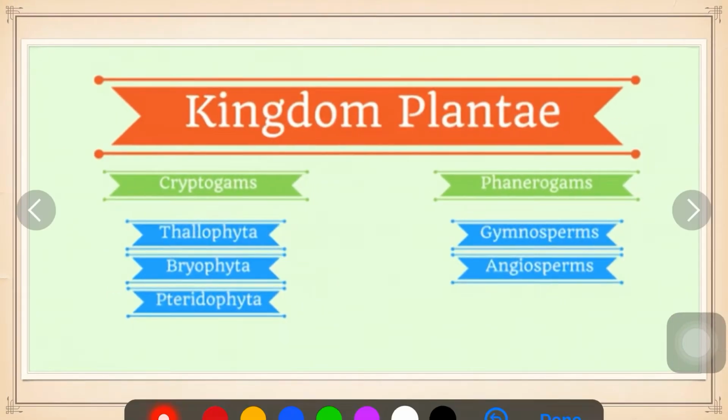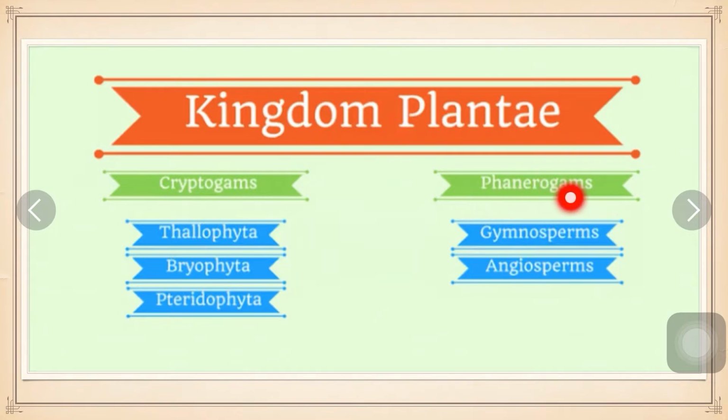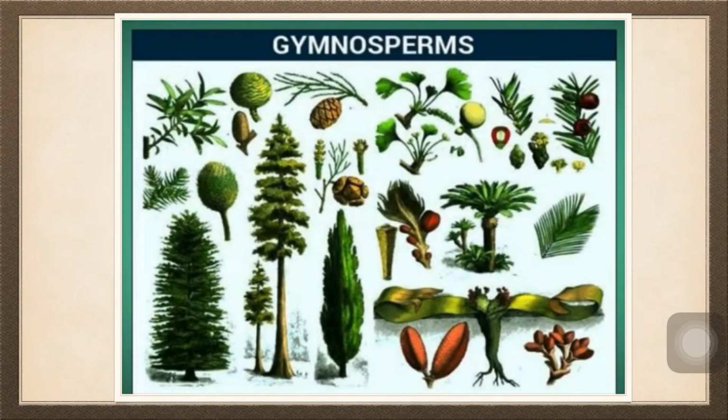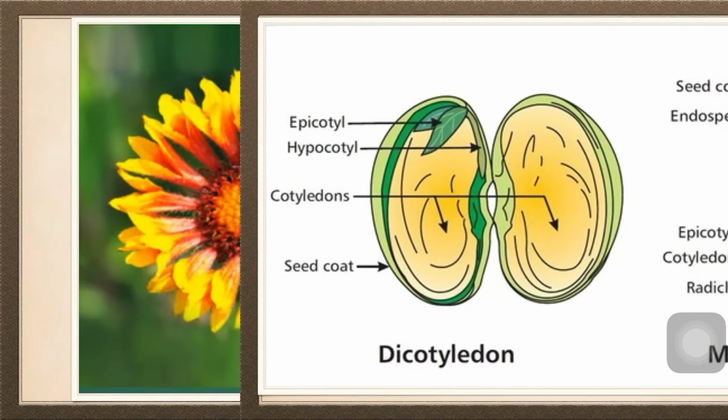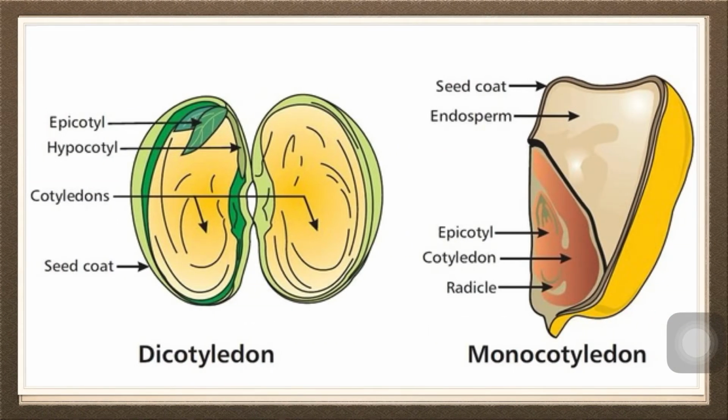Depending upon whether seeds are enclosed within a fruit or not, phanerogams are classified as gymnosperms and angiosperms. Angiosperms are further classified as dicotyledons or monocotyledons depending upon the number of cotyledons in seeds.